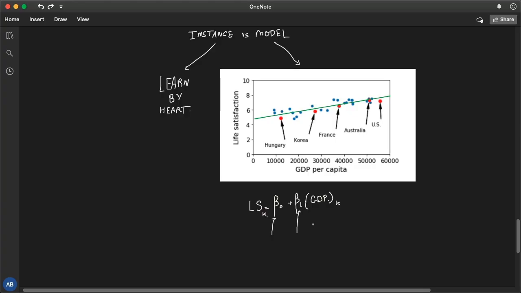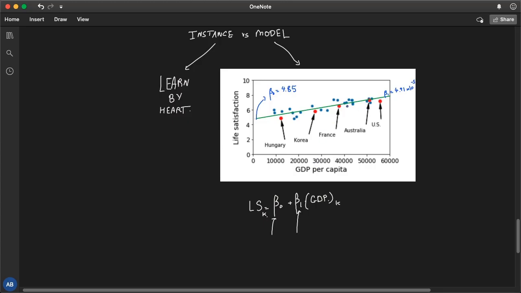So in linear regression, you feed it your training examples and it finds the parameters that make the linear model fit best to your data. This is called training the model. In our particular case, in case you used linear regression, you will come up with values where this beta 0 over here is somewhere around 4.85, and the beta 1, which is the slope, is somewhere around 4.91 times 10 to the power minus 5.